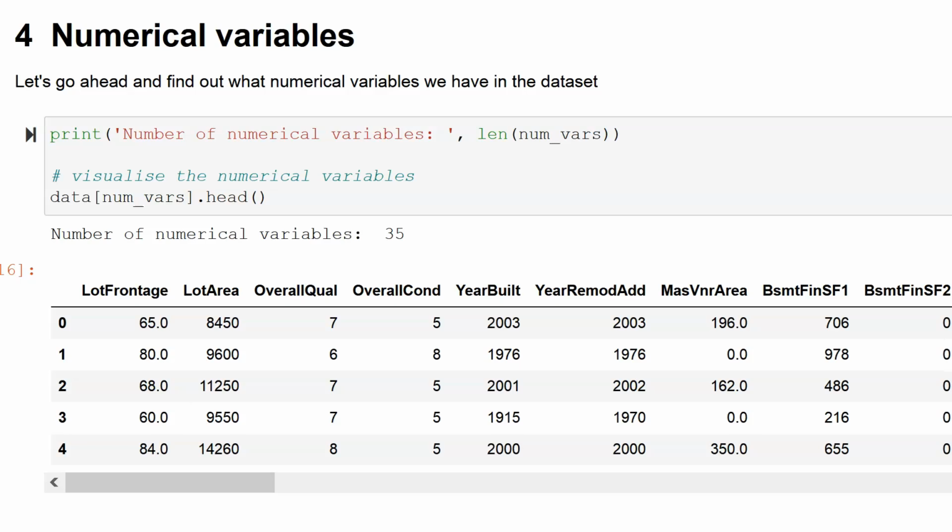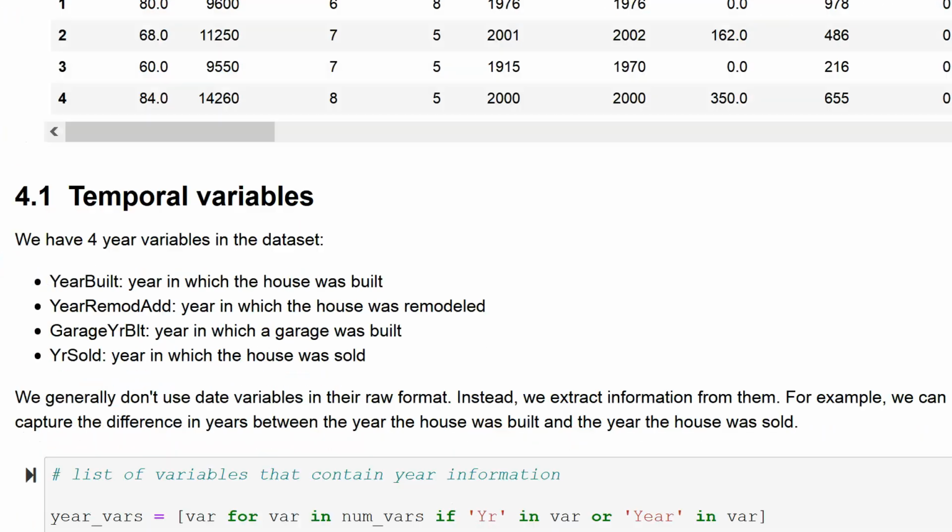In this video, we're going to continue with the exploratory data analysis, and now we are going to have a closer look at the numerical variables. If we have a careful look at the documentation in Kaggle, we will find that we have three variables that are temporal.